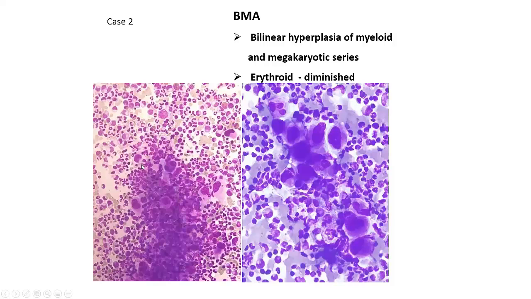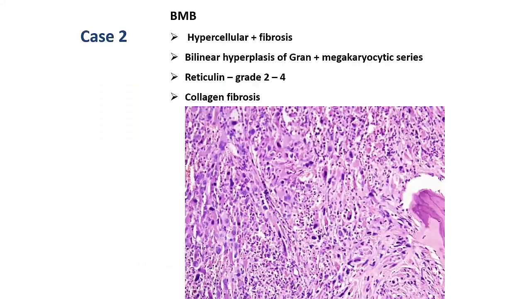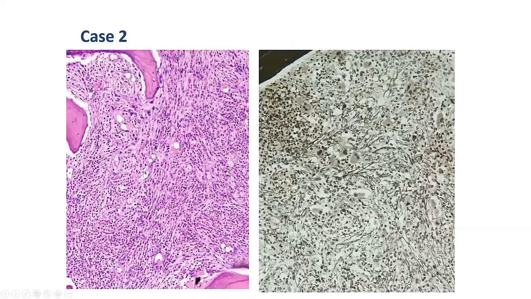Whenever we talk of myeloproliferative disorders, we look for dwarf megakaryocytes, granulocytic hyperplasia, and diminished erythroid. So this is highly suggestive of a case of CML. And this, of course, was the bone marrow biopsy, which was given to you. Reticulin we can find from grade 2 to 3. Collagen fibrosis also can occur. If we go to the old reticulin grading, then it could be even up to grade 4.